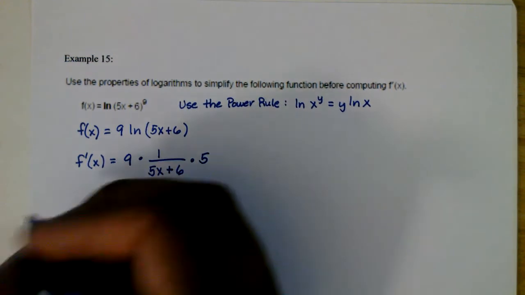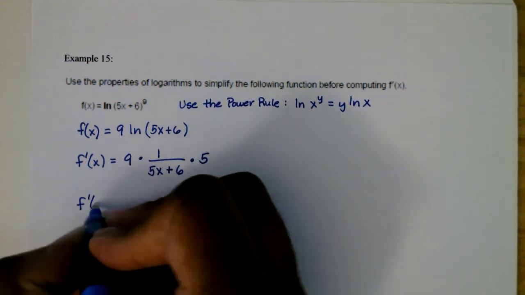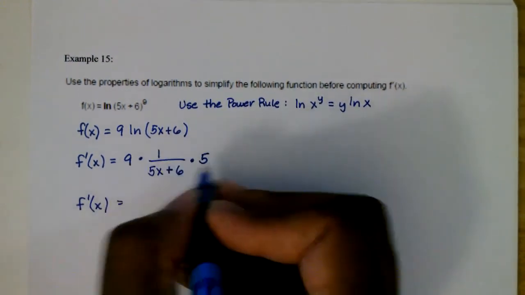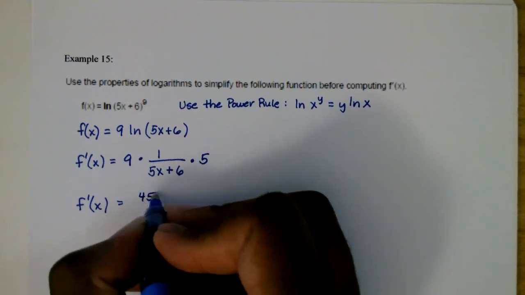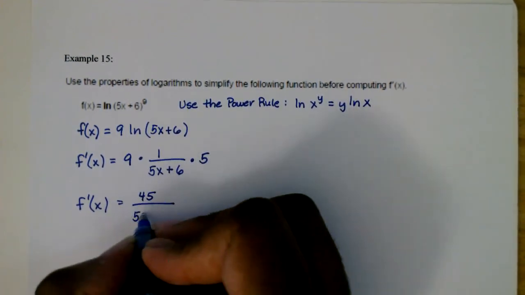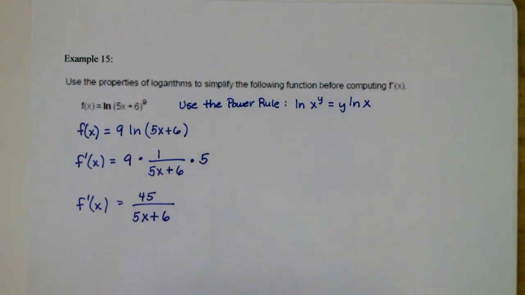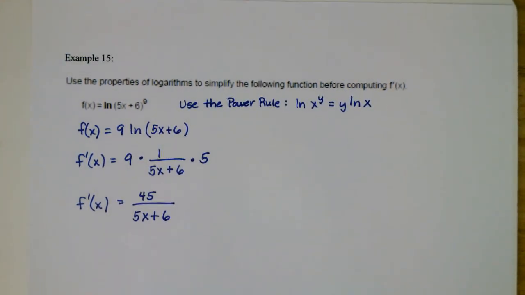And then if I simplify this, f prime of x will end up being, well, do 9 times 5, that will be 45. That will be divided by the 5x plus 6. Okay. So using the properties of logarithms here, I have to apply the power rule to do this and then compute its derivative. So my final answer there will be 45 divided by 5x plus 6, which is what f prime of x will be.